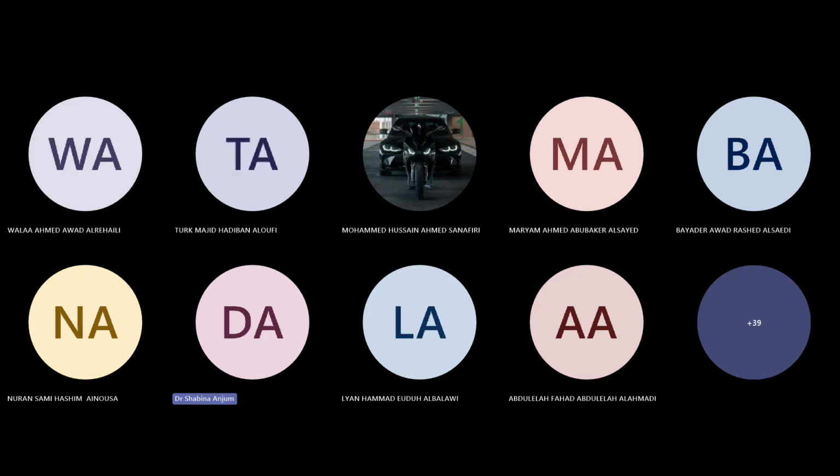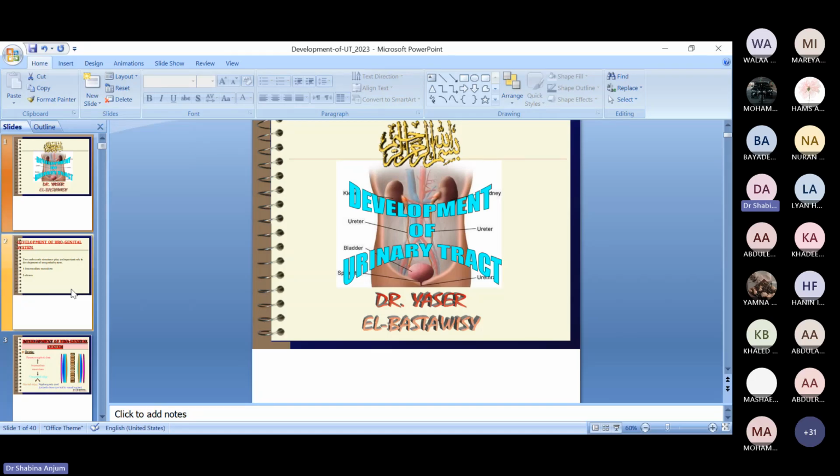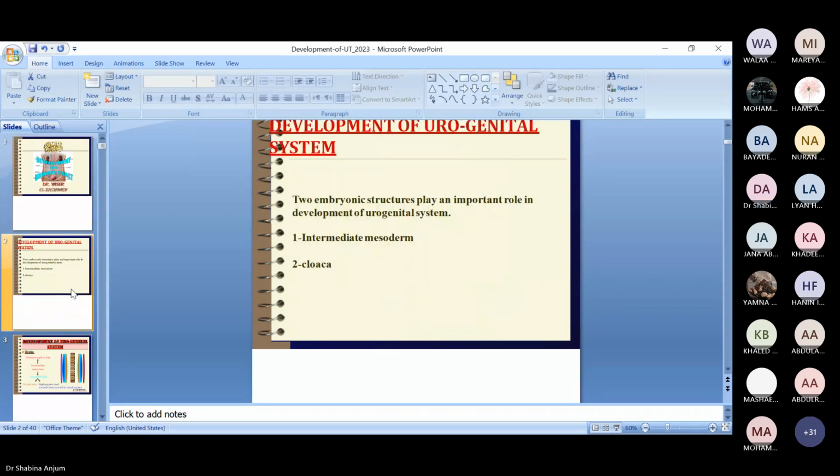We have already studied the development of GIT, right? So now we have the development of the urogenital system. What are the structures which are the source for the formation of the urogenital system? First of all, you have intermediate mesoderm and then cloaca.